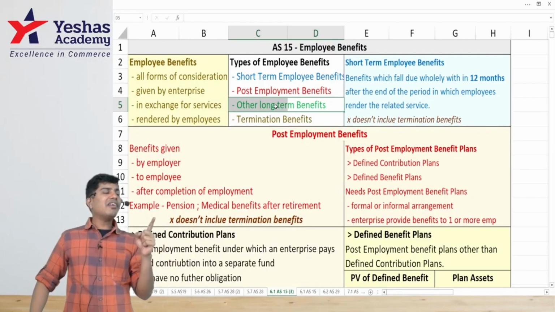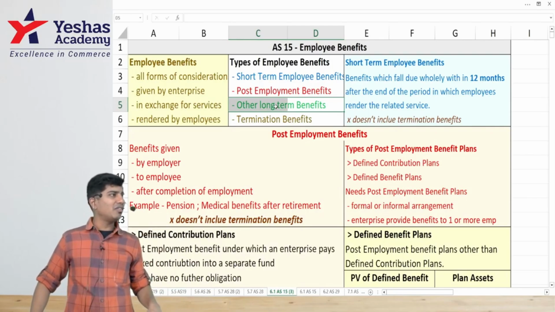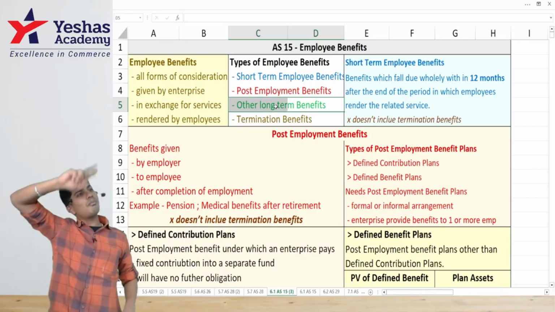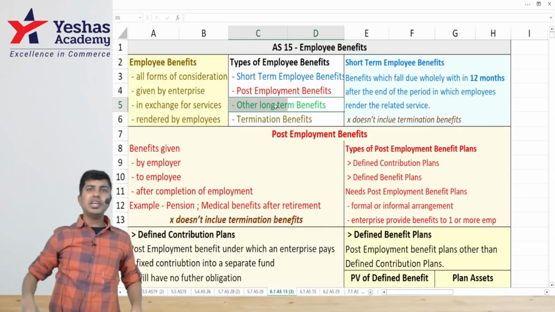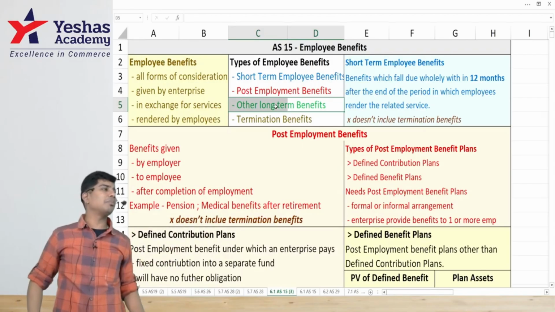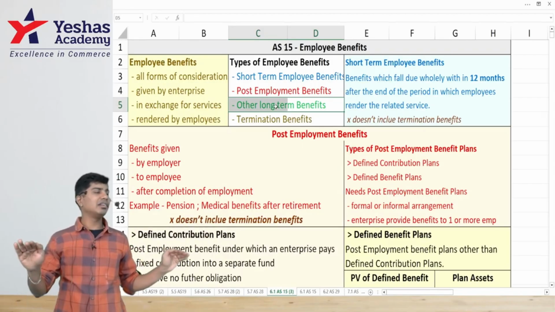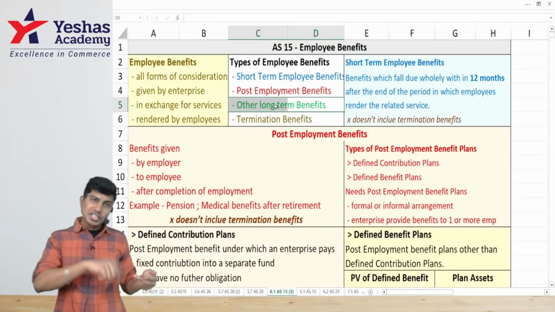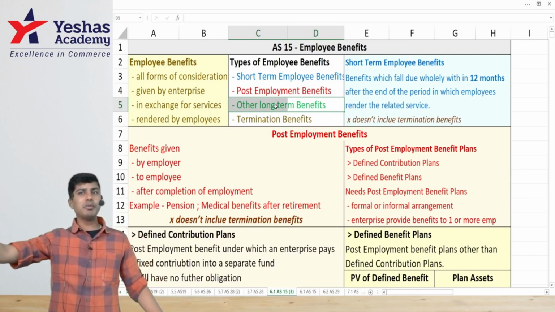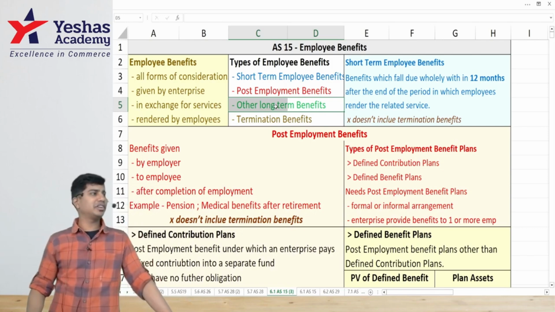Why? When are you giving service? 2025, 26, 27, 28. When am I giving you benefit? 2035. That is more than 1 year from the year in which you give service. So it is not short term. And it is not post employment. Post employment means you should retire. Have you retired? No. Is it short term? No. Which is not short term, which is not post employment, is other long term benefit.